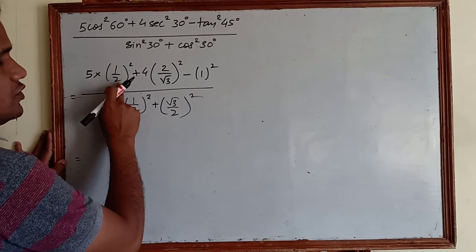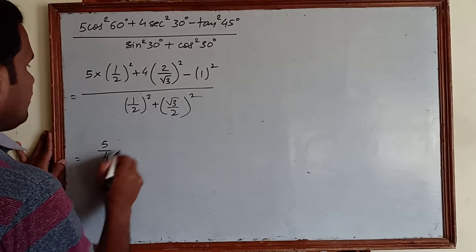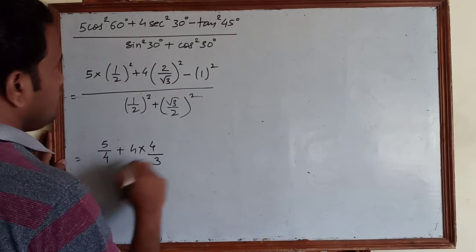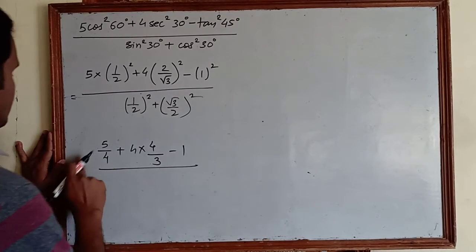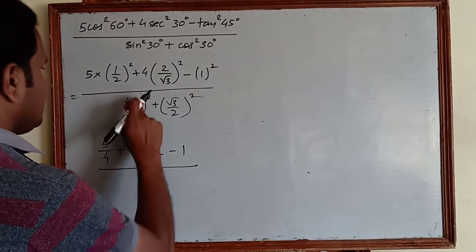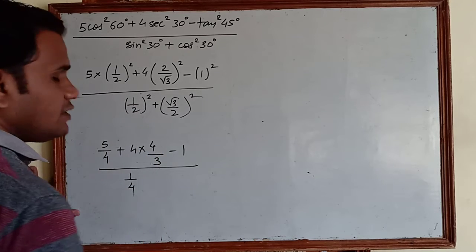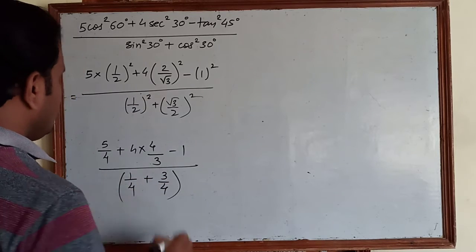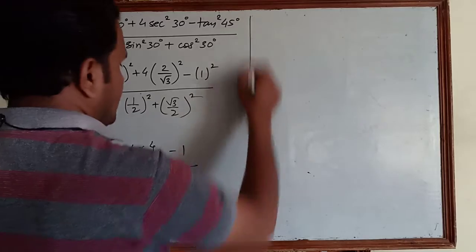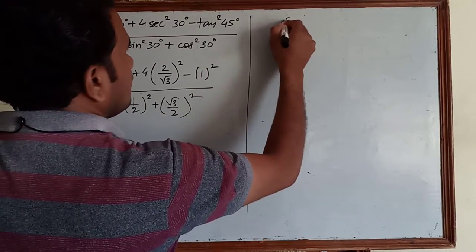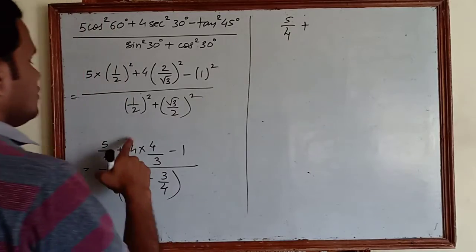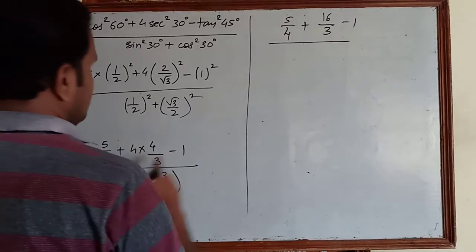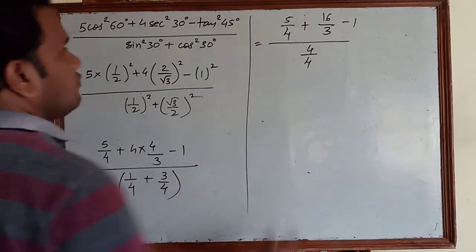1 by 2 square is 1 by 4. 1 by 4 into 5 will be 5 by 4 plus 4 into 2 square is 4 upon root 3 square is 3 minus 1 upon 1 by 2, its square will be 1 by 4. Root 3 by 2 square is 3 by 4. In this way it happened. Then 5 by 4 plus 4 4s are 16, 16 by 3 minus 1 upon 4. 4 common, 3 plus 1 is 4, it will be 4 by 4.